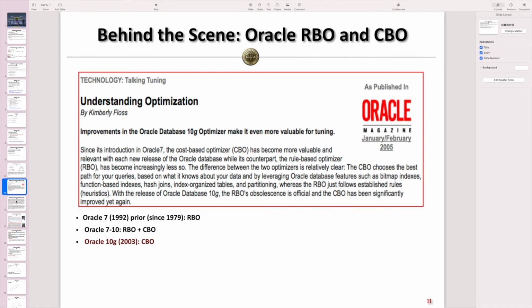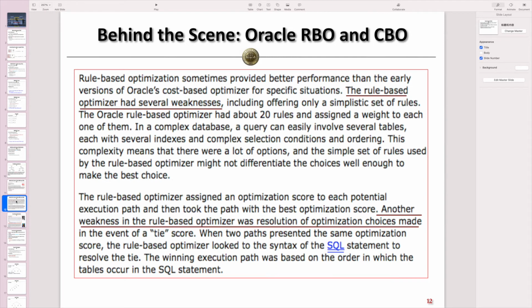Compared with each other, RBO and CBO have different advantages as well as disadvantages. Rule-based optimization algorithms and methods can sometimes provide better performance than the early versions of the Oracle CBO, for specific situations. The RBO has several weaknesses, including offering only a simple set of rules. The Oracle rule-based optimizer has about 20 rules and assigns a weight to each one of them.